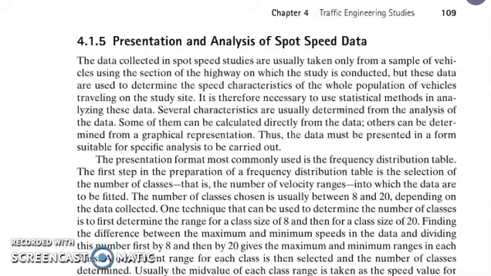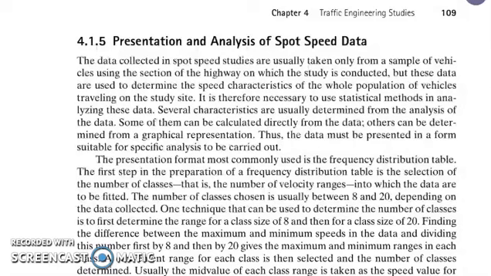Now we move on to presentation and analysis of spot speed data. The data collected in spot speed studies are usually taken only from a sample of vehicles using the section of a highway in which the study is conducted. But this data is used to determine the speed characteristics of the whole population of vehicles traveling on the study site. So it is necessary to use some statistical method in analyzing this data.